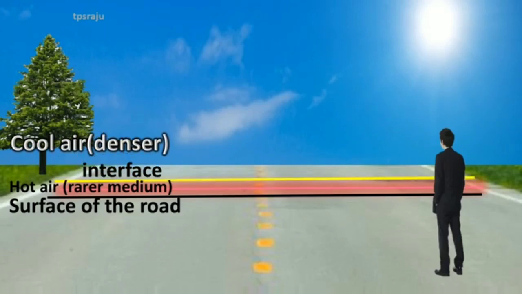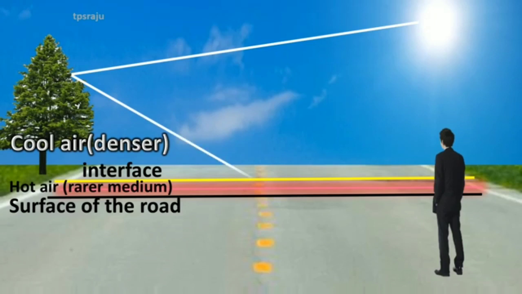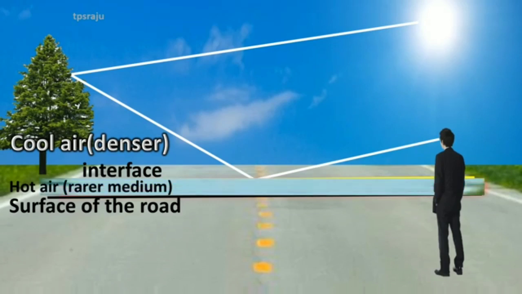When the light from a tall object such as a tree or from the sky passes from cool air to hot air, it takes a curved path because of total internal reflection. This appears to the observer as if the light ray is reflected from the ground. Hence, we feel the illusion of water being present on the road.